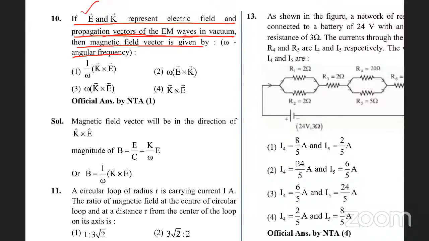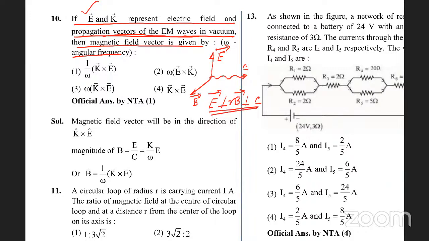in case of an electromagnetic wave, the direction of propagation is perpendicular to the direction of electric field, and the magnetic field is perpendicular to both of the vectors. So always these three are mutually perpendicular: the direction of propagation, direction of electric field, direction of magnetic field. E is perpendicular to B, and B is perpendicular to the direction of propagation.